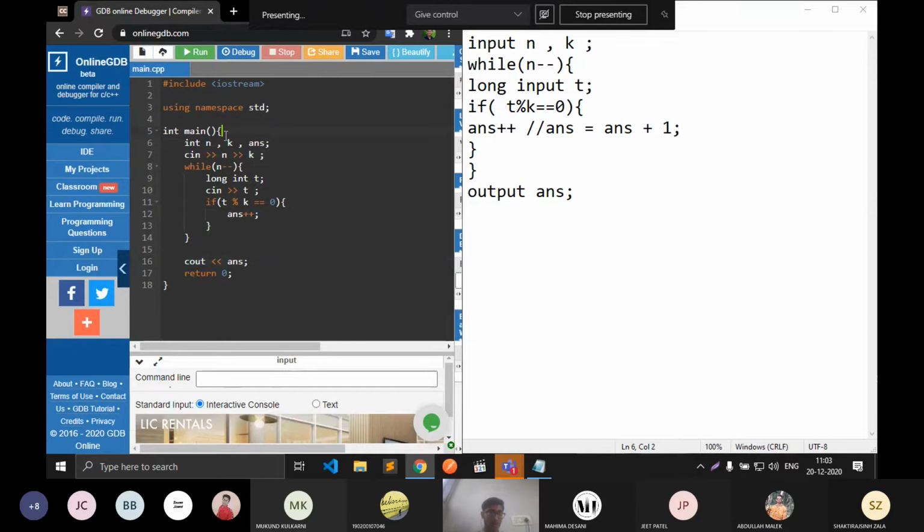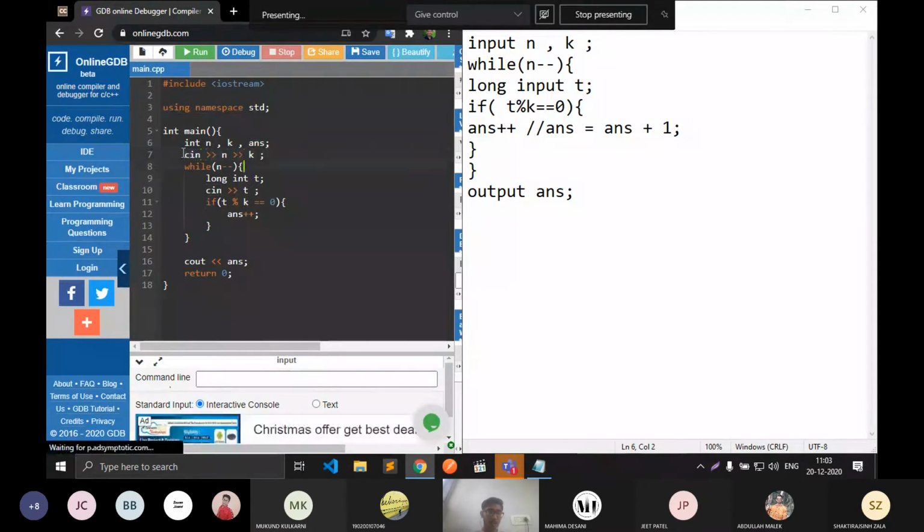Let's check it. Integer main, n and k defined, answer defined, cin input n and k okay, n minus minus okay, long integer t, cin t, if t modulo k. Okay, done. Answer plus plus. Here, to confirm, integer answer is equal to 0, it means it's predefined with 0, so it always starts with 0. Okay, done. It is a runnable code, so let's run it.